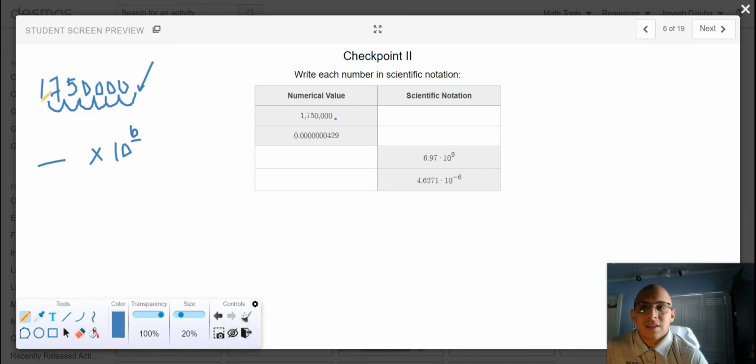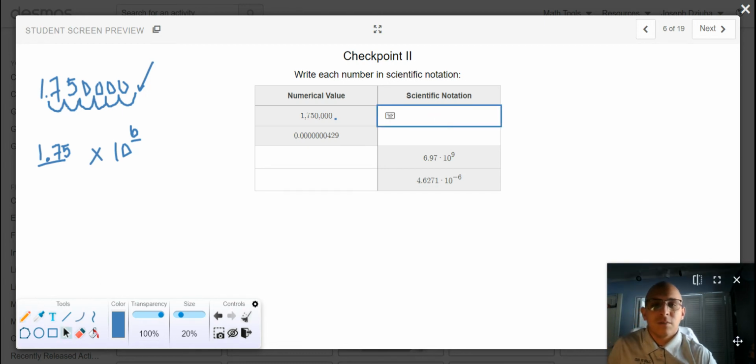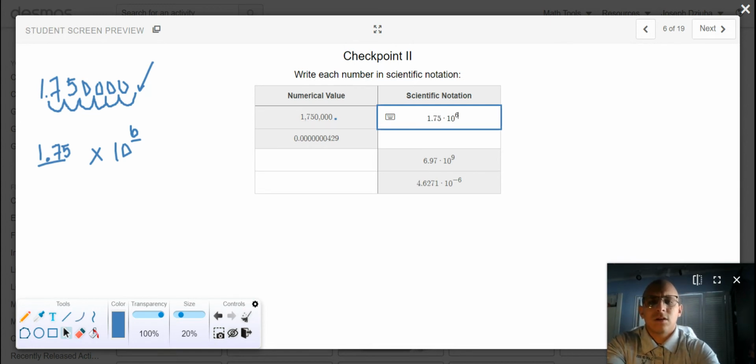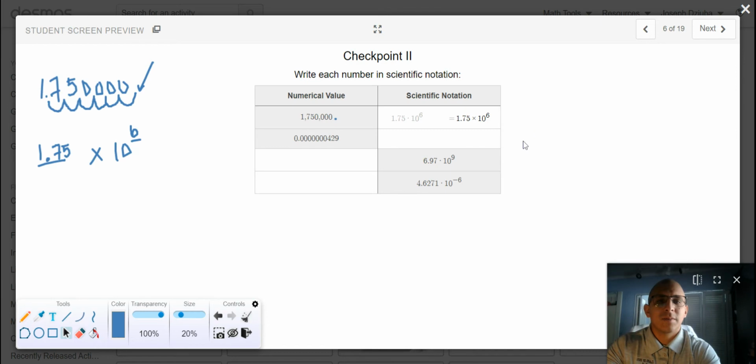Right, so we have 10 to the 6th, and if our decimal point is here, we have 1.75 times 10 to the 6th. And to verify, we come to our table, we can type this in, and it won't appear here because it becomes a very large number, but you could use a decimal calculator and things of that nature.